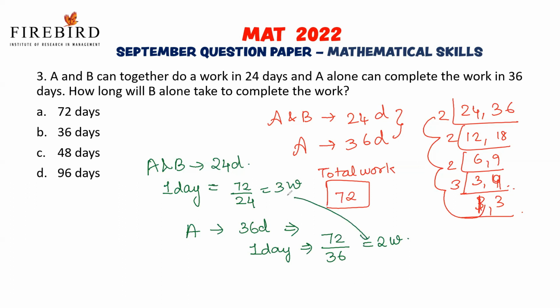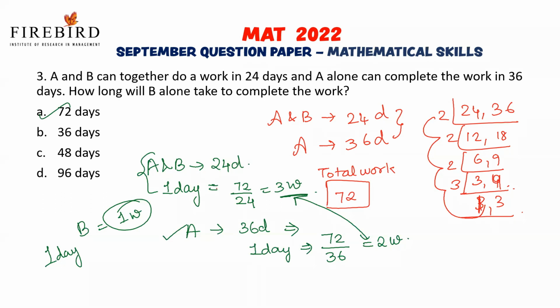Okay, so A alone can do 2 works in a day. Both will do 3 work together, right? So the one day work of B is nothing but 3 minus 2, 1 work. Okay, B can do 1 work in a day. To complete 72 work, he takes 72 days. Okay, that is the answer, right? Now, shall we move on to the next question?